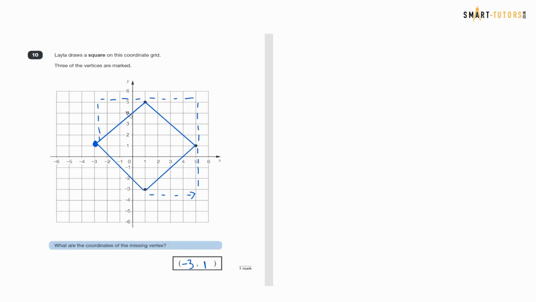So that's the better way to explain. From one point to another point, you are moving 4 to the right, 4 up. So do the same thing, 4 up, 4 right, 4 up, 4 right. So you reach the point where the 4th vertex is, -3, 1. That is the answer for question number 10.